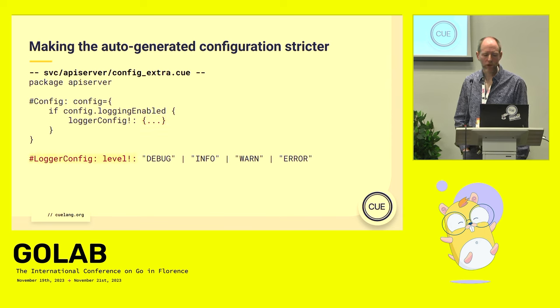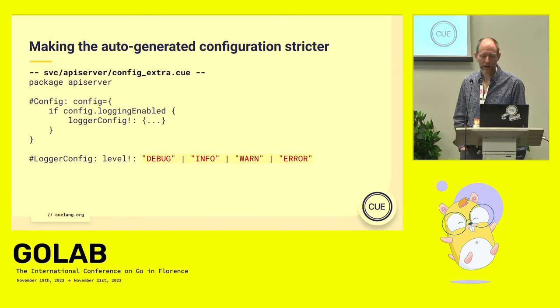So we're also constraining the logging level to be one of the known level strings rather than just any old string, which was generated from the Go. Note we've got this two levels of colon thing. This is a nice shorthand that allows us to omit the otherwise necessary braces around level, because we're actually saying that logger config is still a struct. It's containing this level field.